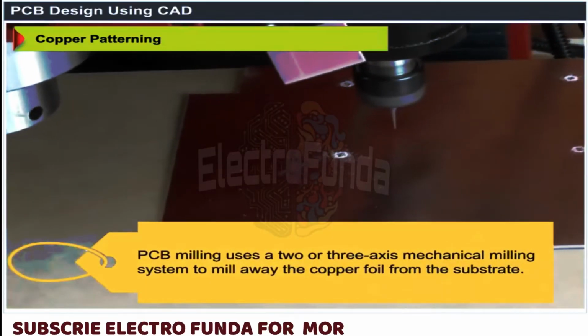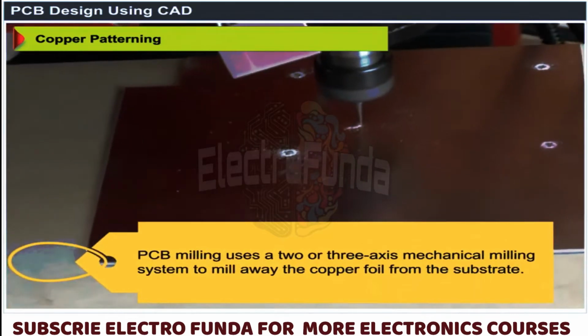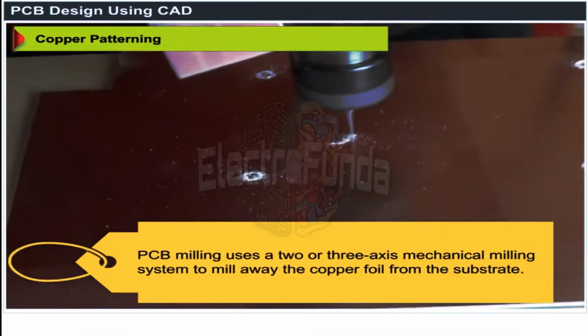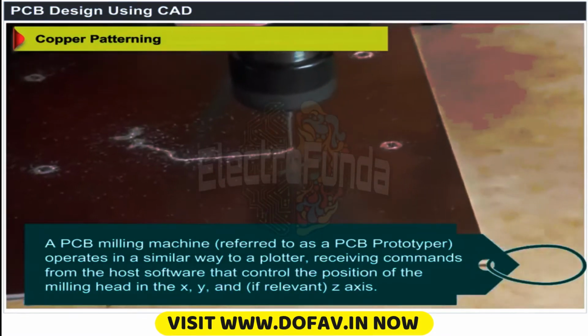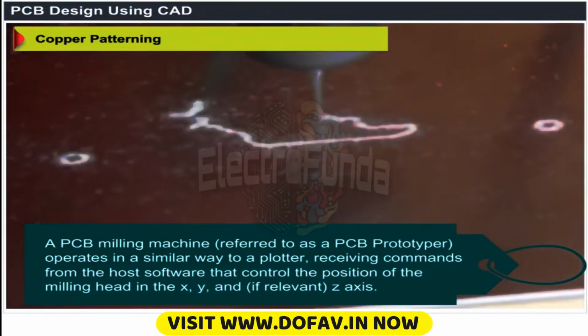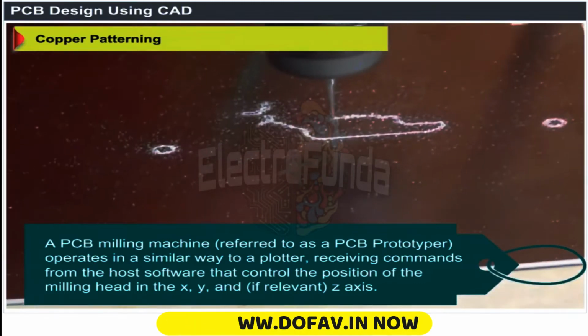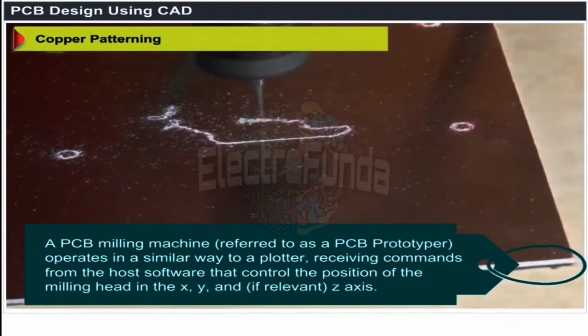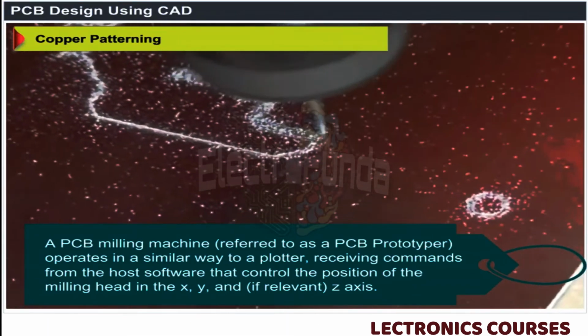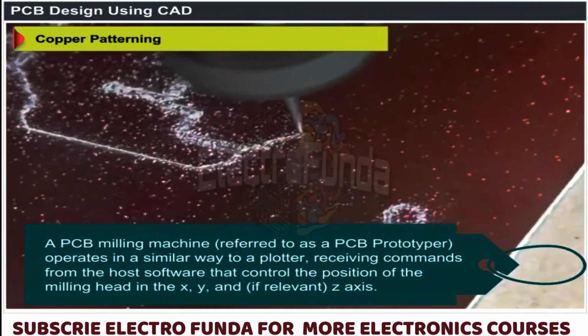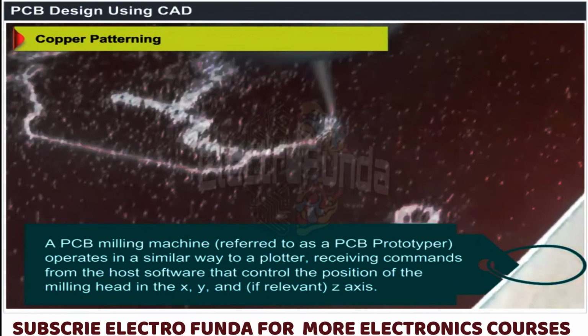PCB milling uses a 2 or 3 axis mechanical milling system to mill away the copper foil from the substrate. A PCB milling machine, referred to as a PCB prototyper, operates in a similar way to a plotter, receiving commands from the host software that control the position of the milling head in the X, Y, and if relevant, Z axis.